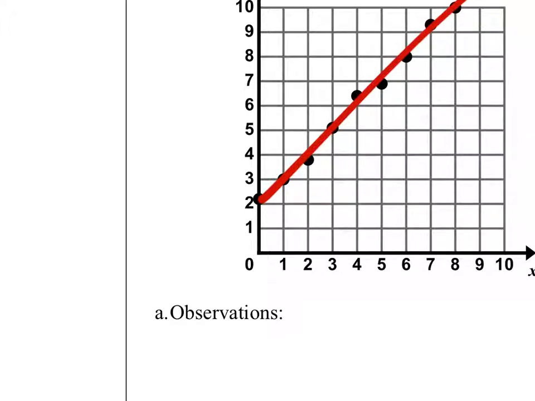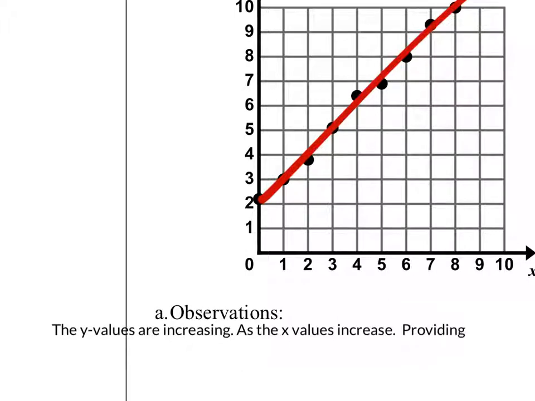so this one, the observation that I'm going to make, I want to say that the y values are increasing, meaning that on the graph it's going upwards, as the x values increase as well, providing for us a positive slope.